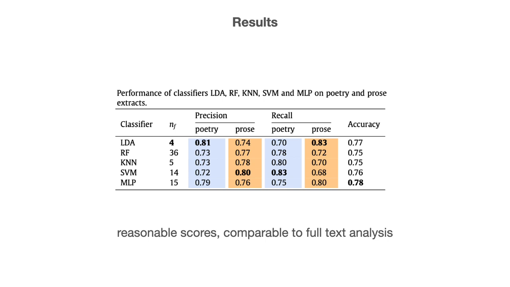We did this like a classification task. And the interesting thing is that this is comparable to full text analysis, but in our case, we just use rhythm and rhymes. This is what we expect in some sense, but we can now do this computationally. We can represent, and this showcases that your representation is capturing important information to distinguish poetry and prose.